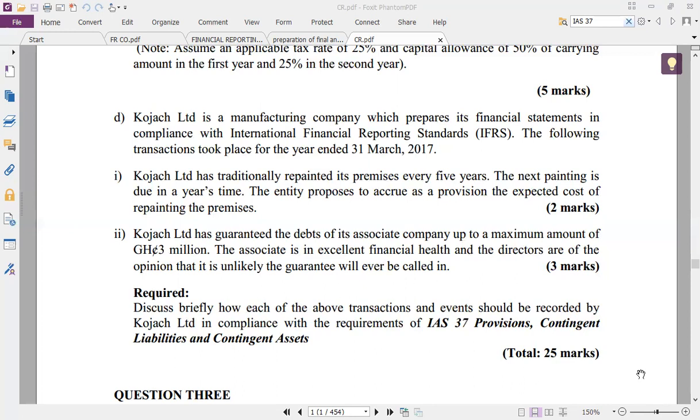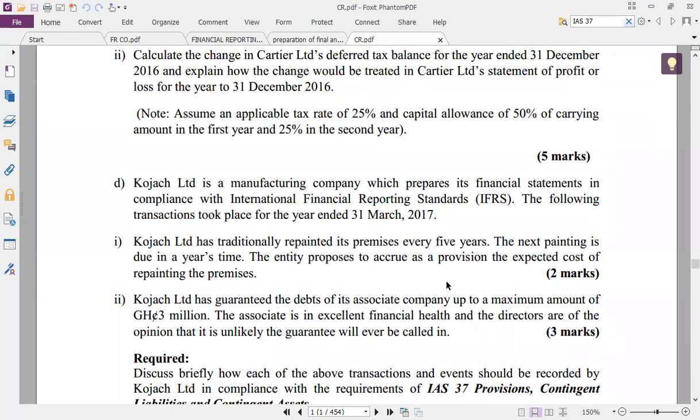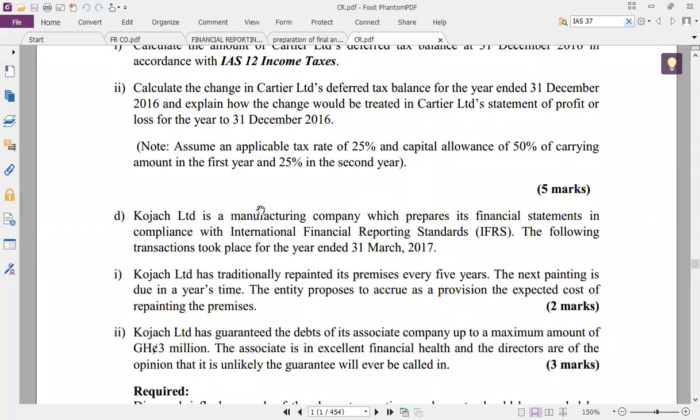And then three, it is probable that a future outflow of benefit will flow from the entity. That is that. So kindly take note of it.